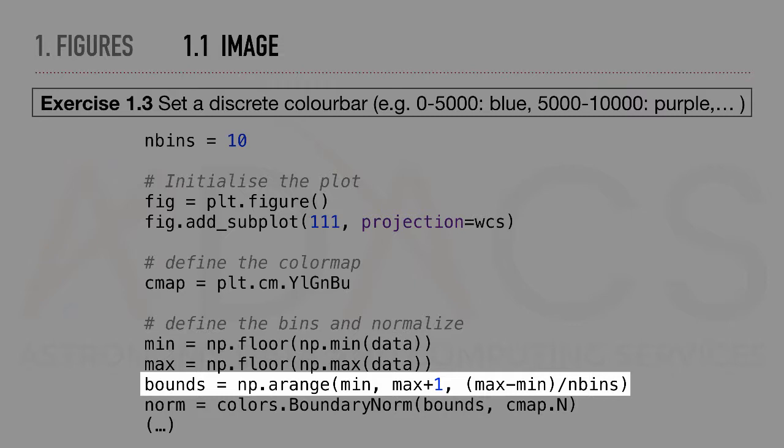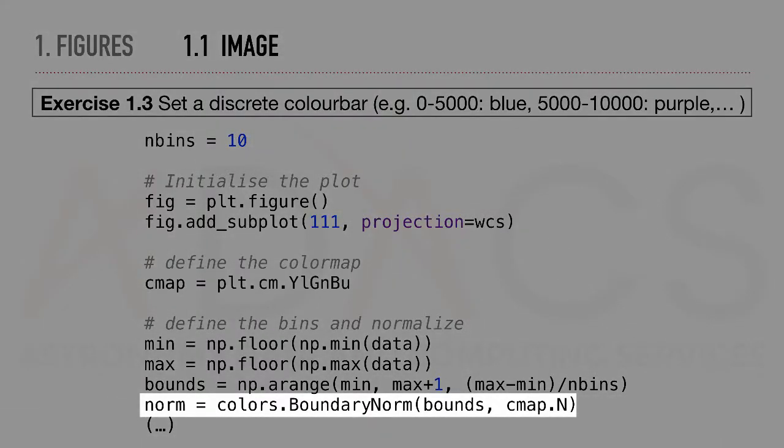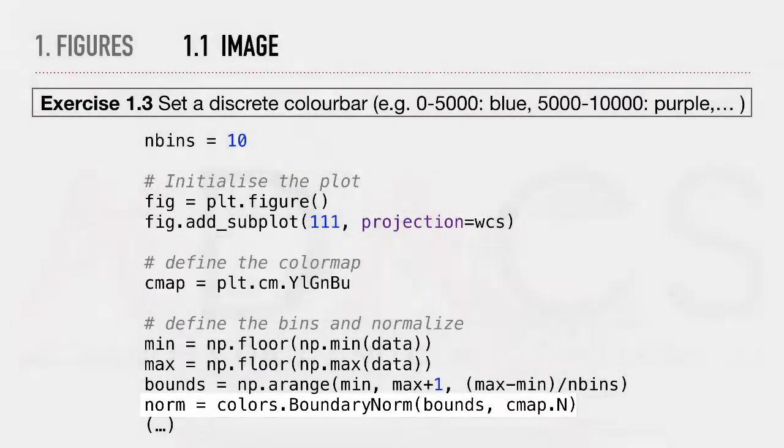Here, we will set a list ranging from min to max plus 1, where each step is defined as max minus min over the number of bins. This is a linear quantization step function. We will use these newly defined bounds along with the BoundaryNorm function from the Matplotlib colors subpackage. This will generate a color map index based on discrete intervals, which is exactly what we want.